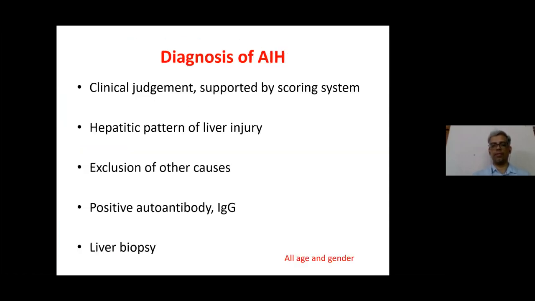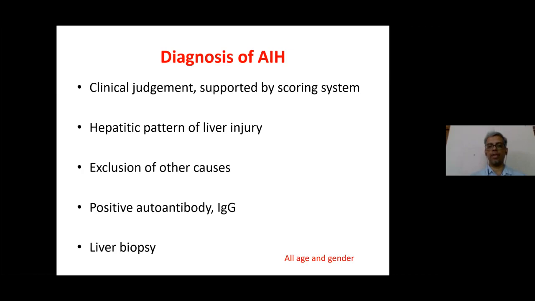autoimmune hepatitis. So to summarize what we have talked about so far, our diagnosis of autoimmune hepatitis is based on your clinical judgment, not on the basis of your scores. Scores support your diagnosis of autoimmune hepatitis. A typical presentation would be of a hepatitic type of pattern, with transaminases more elevated as compared to alkaline phosphatase. You need to rule out all possible other etiologies which may present with a similar kind of clinical presentation and lab picture. A positive autoantibody, elevated immunoglobulin G levels, and a suggestive liver biopsy.